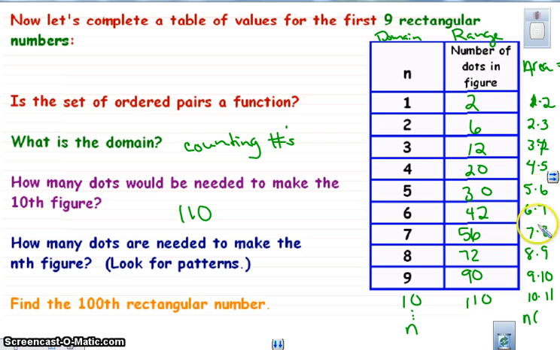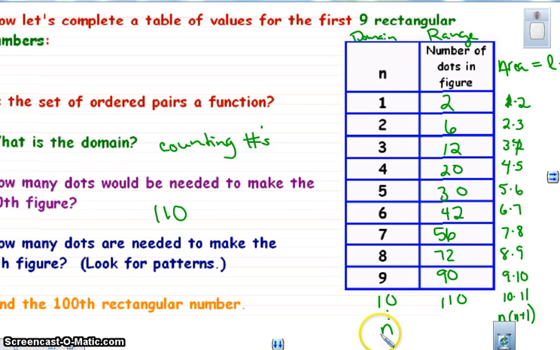If we look at this area, I think that helps us out a lot. If we're looking for the nth, when it was the 10th, it was 10 times 11. When it was the 8th, it was 8 times 9. So notice that 11 is one more, so we're going to have n plus 1. So our pattern for the nth figure gives us an area of n times n plus 1.